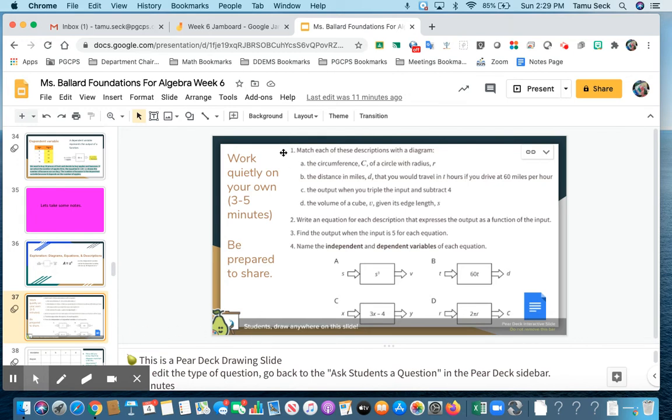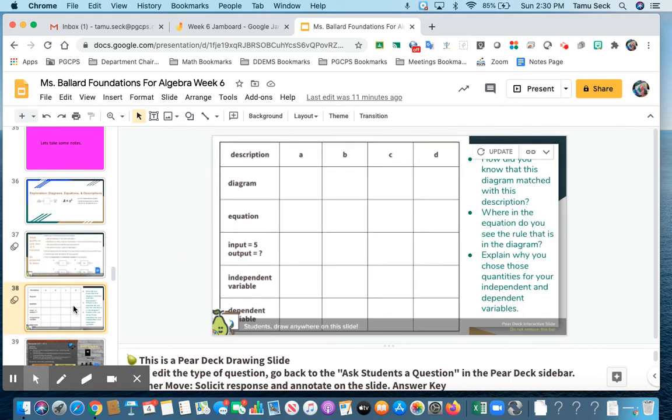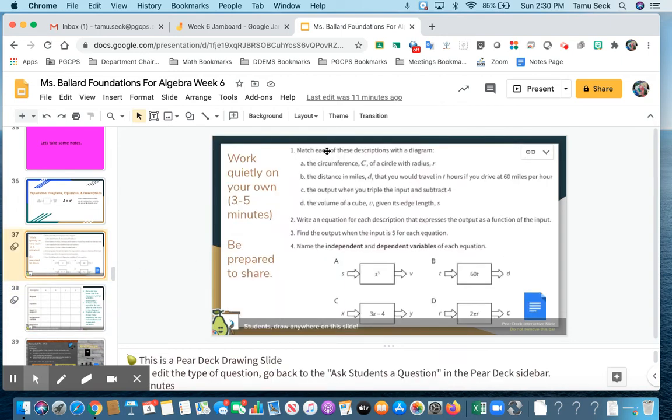Okay, match each of the descriptions with a diagram. So these are the descriptions. These are the input-output tables. So you're going to match the descriptions with the diagram. Write an equation for each description that expresses the output as a function of the input. Find the output when the input is 5. Name the independent and dependent variables of the equation. So you're actually going to do this on the next slide, on slide 38. But we're going to talk about this before you do slide 38. So please pause the video for 5 minutes.